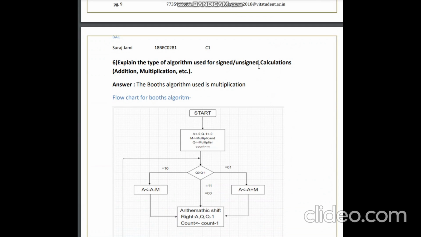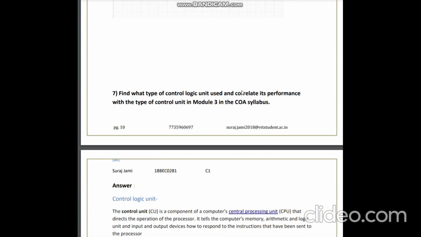So let's go to the sixth question. What is the sixth question? Explain the type of algorithm used for signed or unsigned calculations. Addition, multiplication. This is the Booth's multiplication used in multiplication. So here is the flow chart for Booth's algorithm. This is pretty easy to explain.